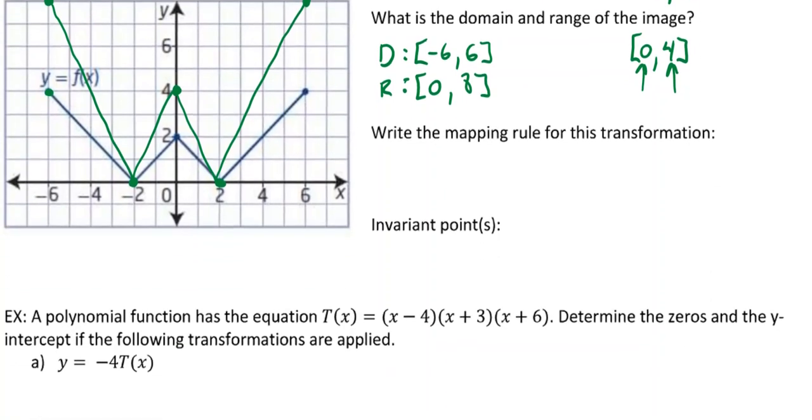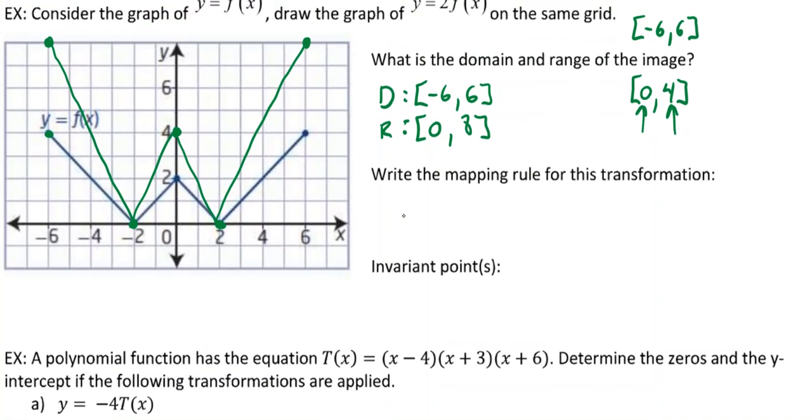Okay, so write the mapping rule. The mapping rule for this one would be (x, y). And we've said quite a few times, we didn't do anything to the x's, so that's just x. And our y's, 2y. Everything is going to be 2 times all of our y values.